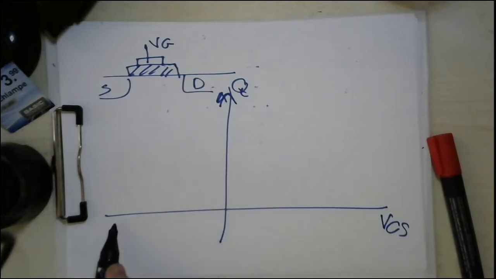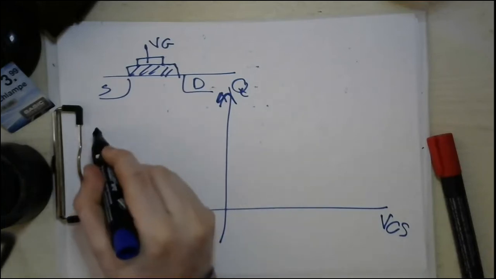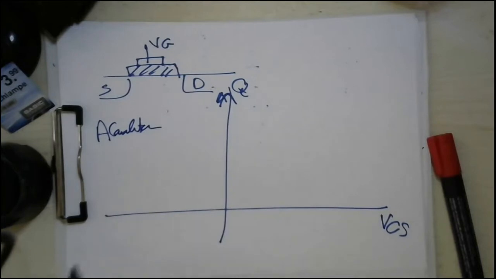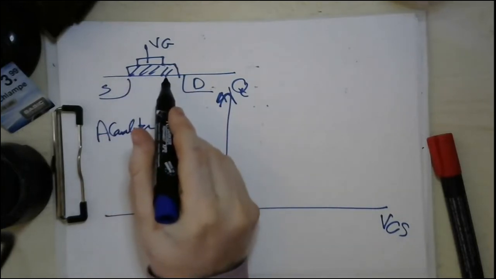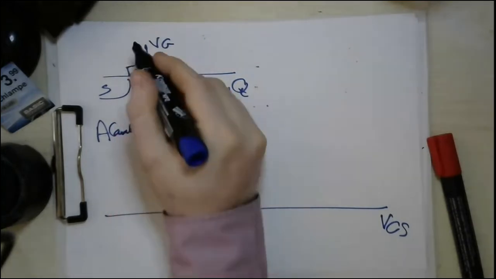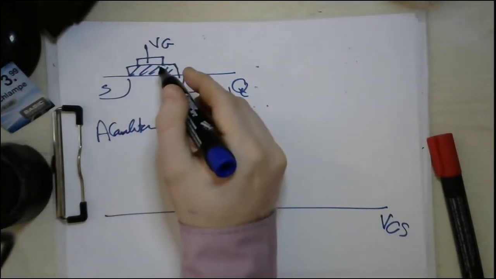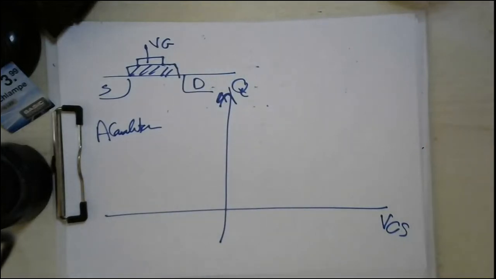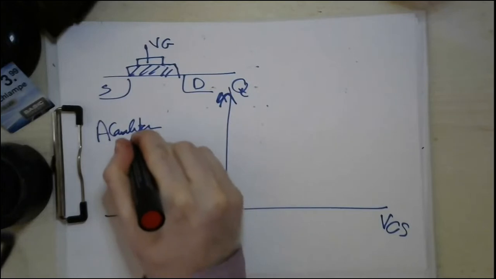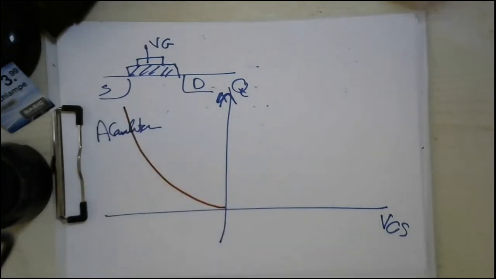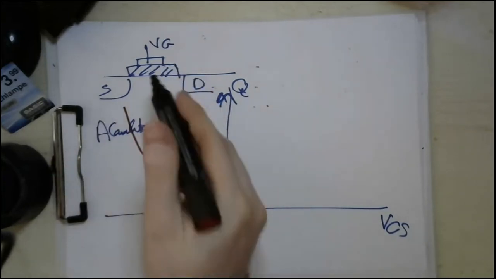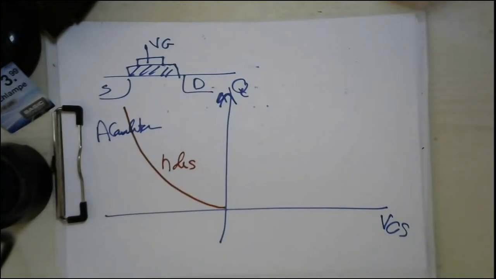Whenever you have a negative voltage on the gate, what we call the accumulation region, if you remember, you are going to have holes, because you have a negative charge. This negative charge will attract holes. So it's a very simple graph: this is holes. Holes will increase as you increase the negative charge.